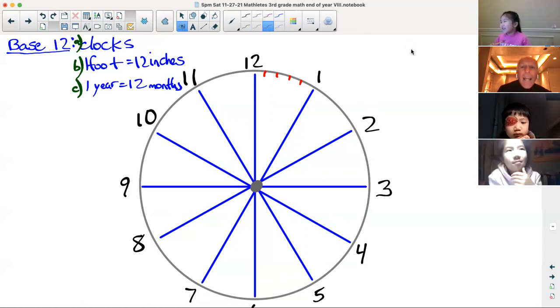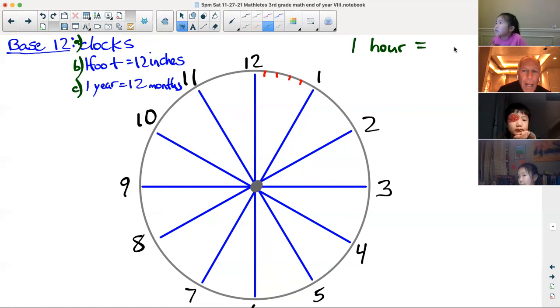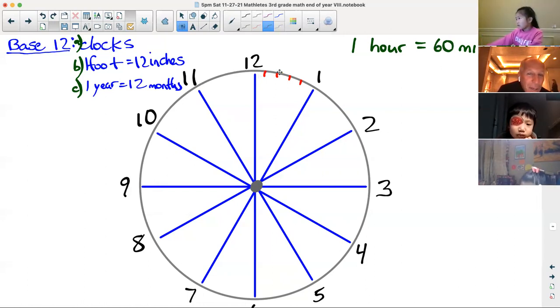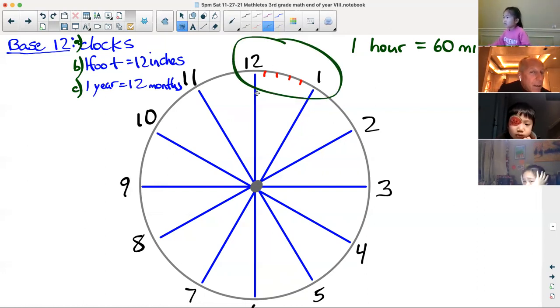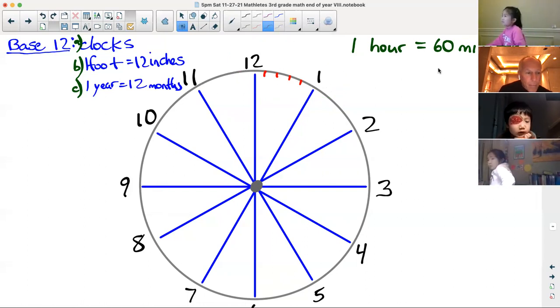Minutes. Yeah. So if you're talking about 1 hour, then 1 hour has how many minutes? 60. 60. So if there are 5 minutes from here to here, how do we get 60? 5 times what? 5 times what? 12.